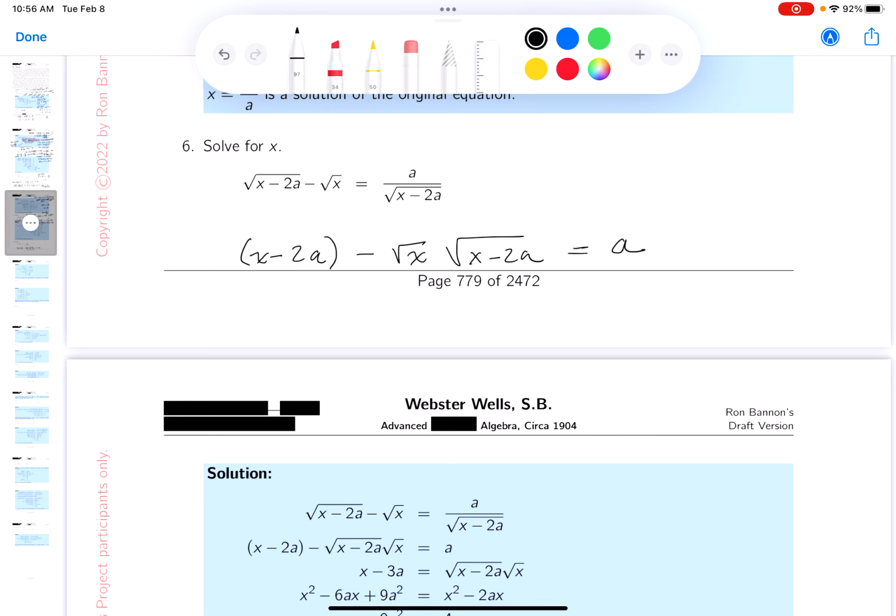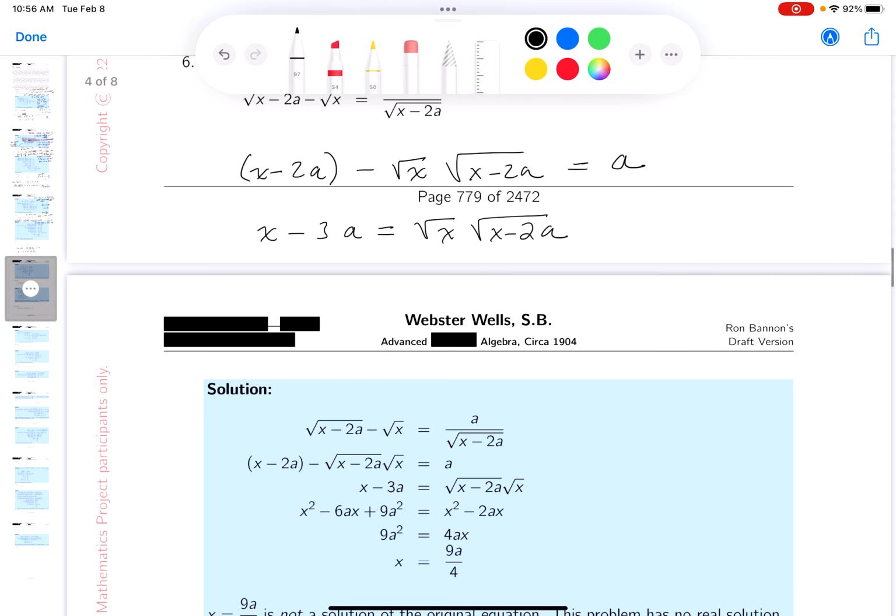The next thing I want to do is isolate the radical. And if I did that, I would get x minus 3a equals the root of x minus 2a. All right? So let's see what I do now. I probably square both sides. And let me do that for you. You're going to get x squared.